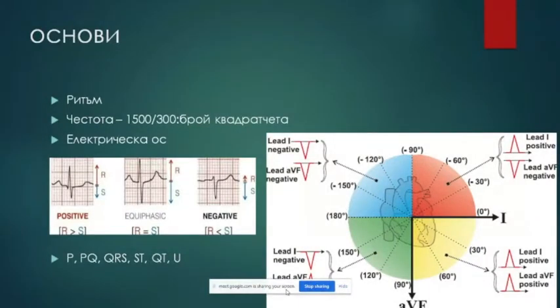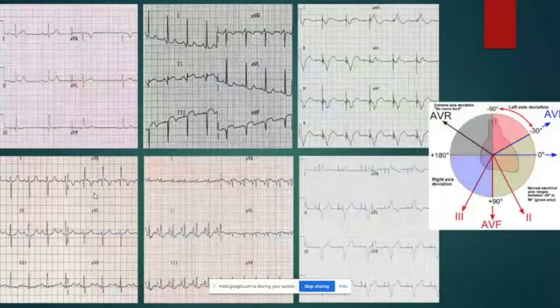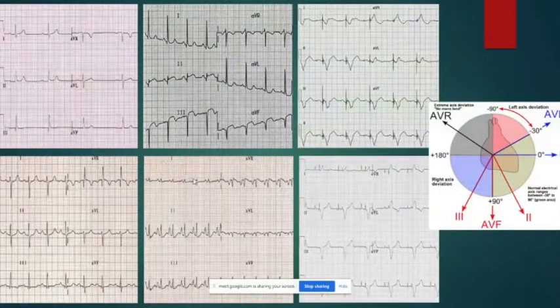Sorry? You have two ways. You can count the big squares or the small squares. So this is the formula. When you're using the small squares, you divide 1,500 by the number of small squares. And when you are using the big squares, you divide 300 by the number of big squares. I usually use the second way. I usually use the big squares because it's easier. But it's not the most correct way because small squares are a little bit more appropriate.